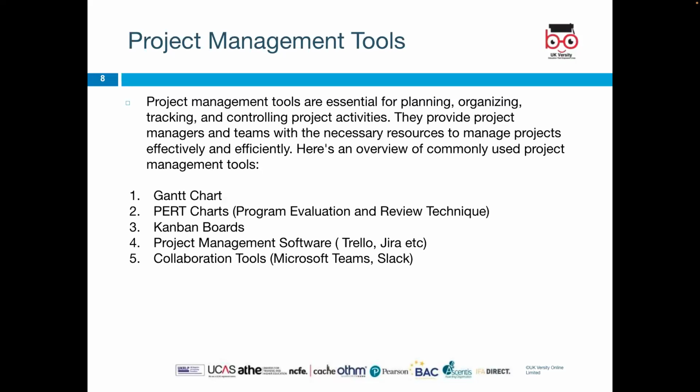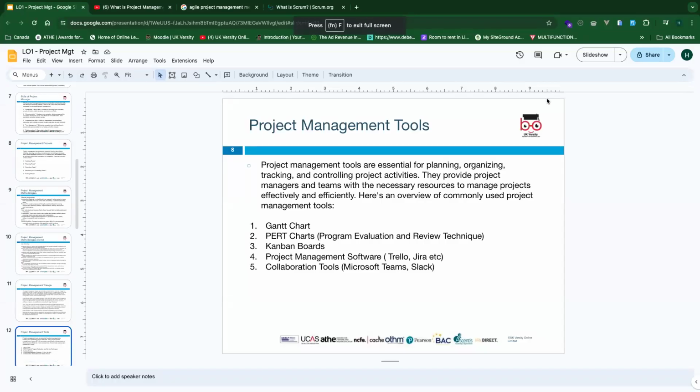The first one is the Gantt chart. The second one is the PERT chart, which means Program Evaluation and Review Technique. We have Kanban boards. We have project management software, which includes Trello, Jira, and Asana, and we have collaboration tools, which include Microsoft Teams or Slack. I think even Zoom, which we're using right now, is a project management tool.